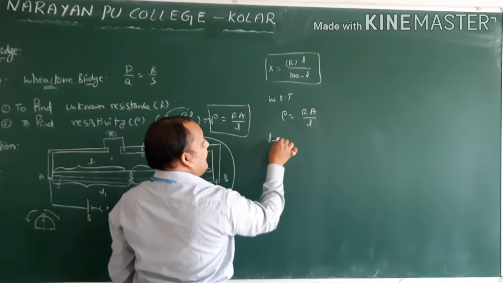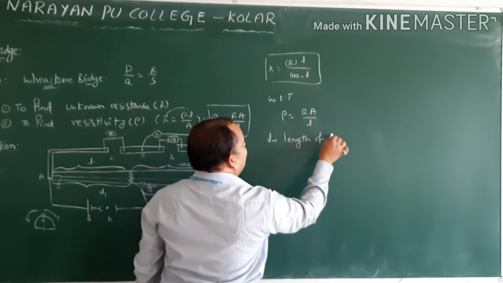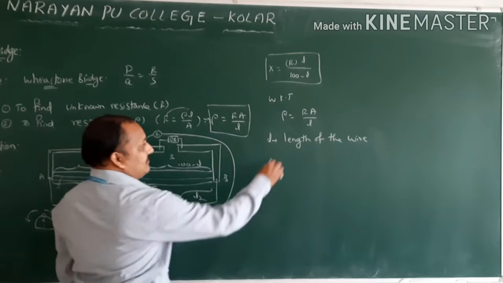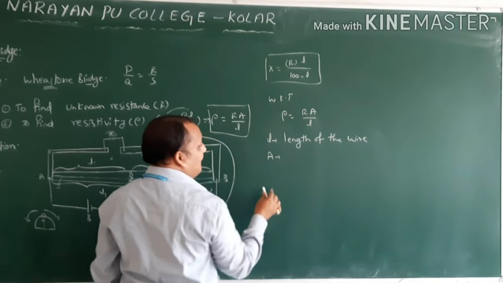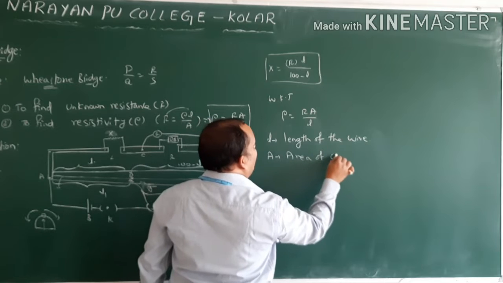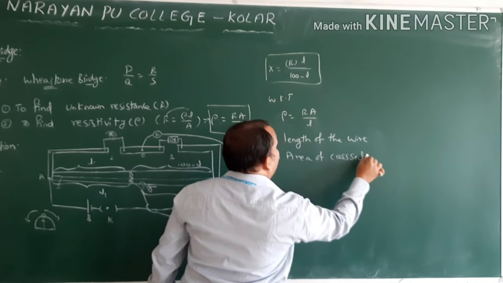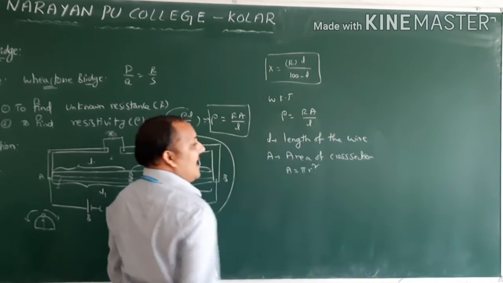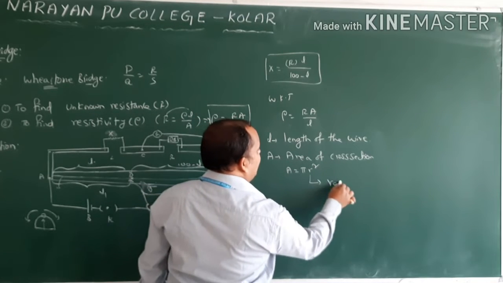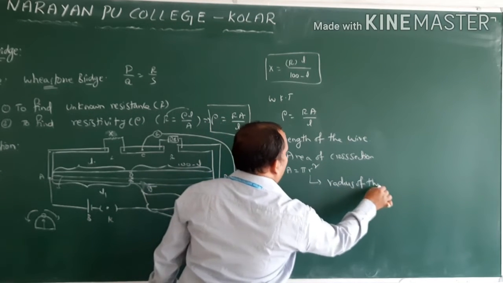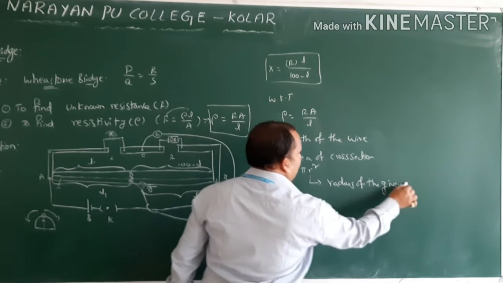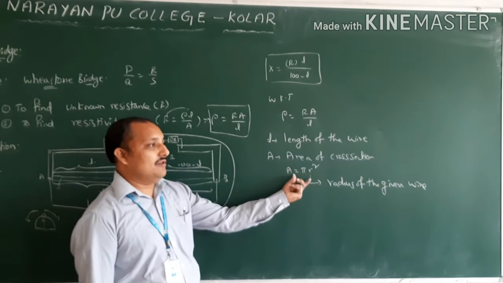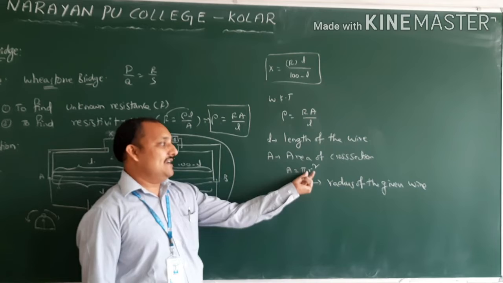Where L is the length of the wire, the length of the given wire, or whatever wire you have taken. Another one, A. What is A? Capital A is the area of cross section of the given wire. What is the formula for area of cross section? A is equal to pi r square. What is r here? r is nothing but the radius of the given wire. How you will find the radius of the given wire: in the first period you came to know how to use the screw gauge. By using the screw gauge you will find the radius of the given wire.